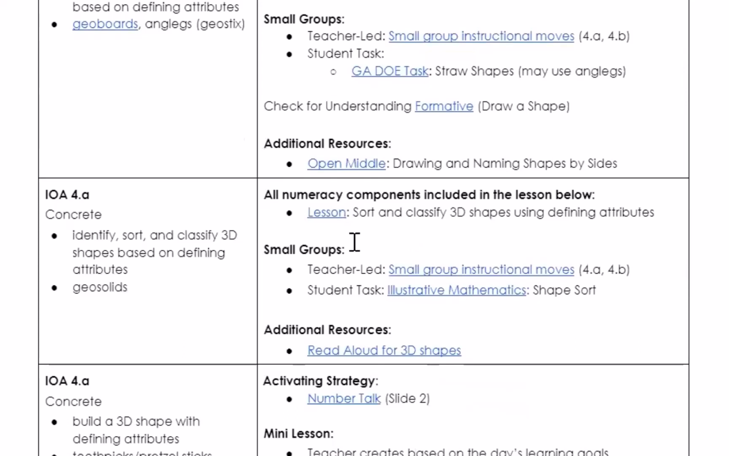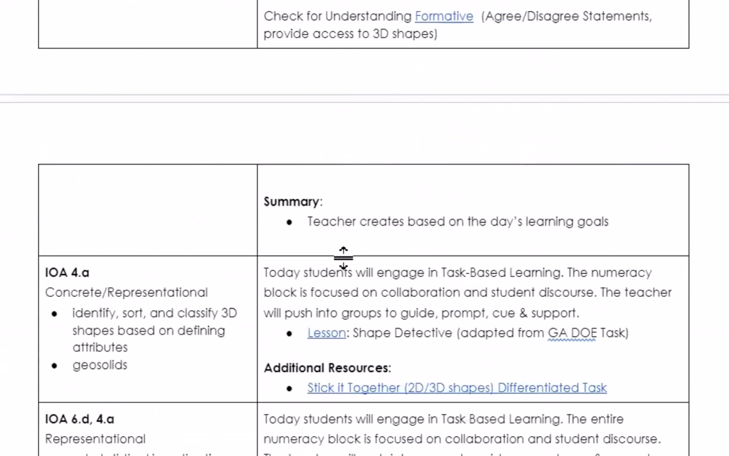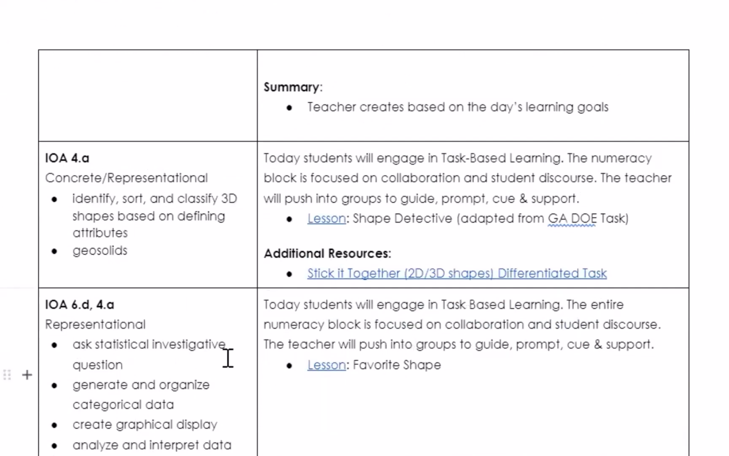4A will continue, but our focus will shift to 3-dimensional shapes. Students will build 3D shapes with defining attributes. Possible materials can include toothpicks, pretzel sticks, marshmallows, coffee stirrers, and Play-Doh. So we're going to do some building, and then when we get down here, this is about day 7.